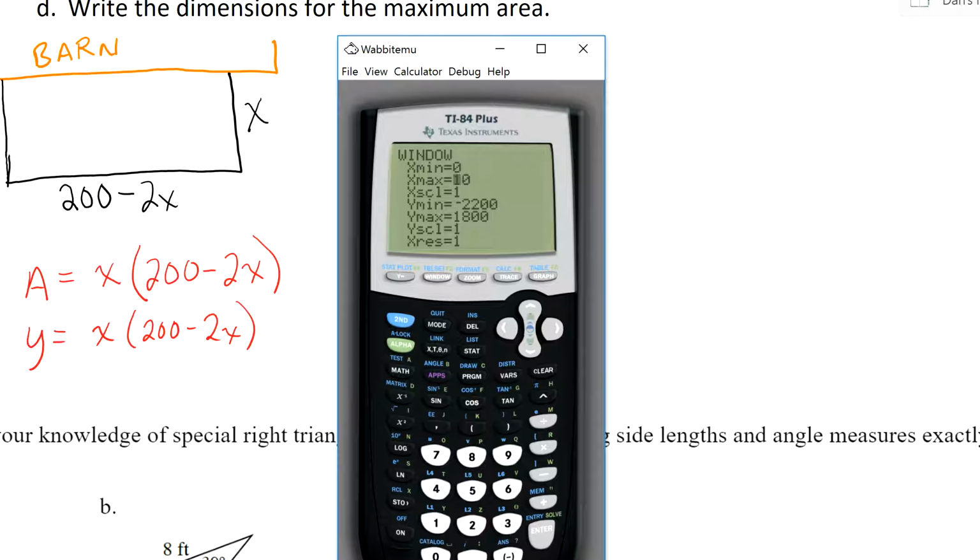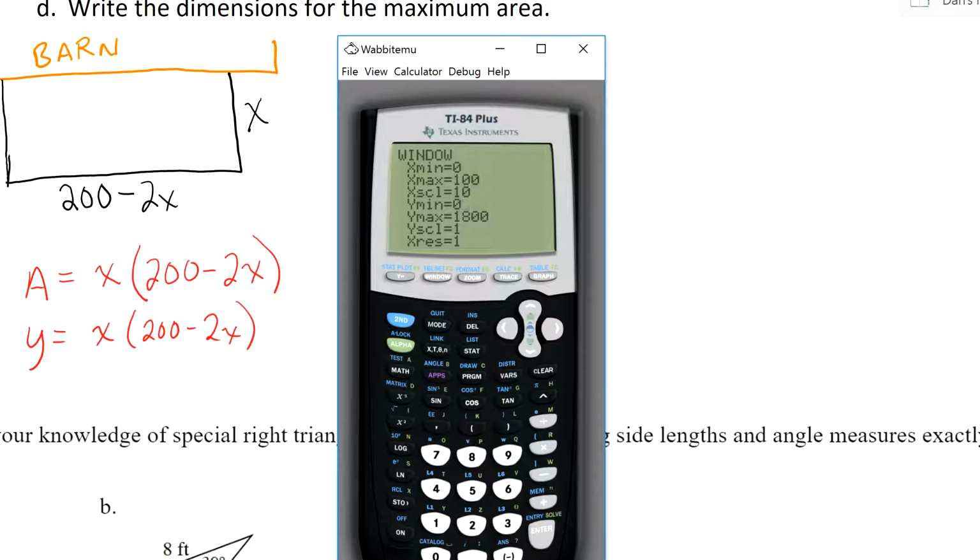If we attached the fence to the barn, strung out the fence, and then went back to the barn, how long would x be? 100. Yeah, you have 200, but you got to get back to the barn. So 100 is the biggest you could even connect that fence at all. And then your scale here is how many tick marks do you want? If I put a 1, going from 0 to 100, there'd be 100 little tick marks. So I'm going to put a tick mark every 10.